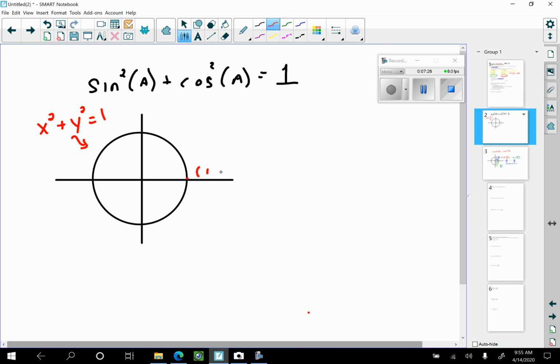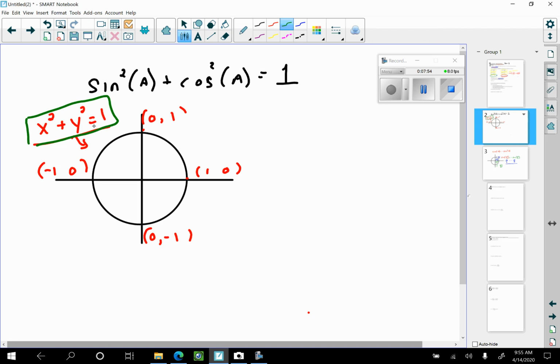This point here is (1, 0). This point here is (0, 1). And I'm just doing the nice points here. This is (-1, 0), and this is (0, -1). If you notice, any of these points work in that equation. This is the analytical form of the unit circle: x squared plus y squared is equal to 1. This is the algebraic form of the equation of the unit circle.